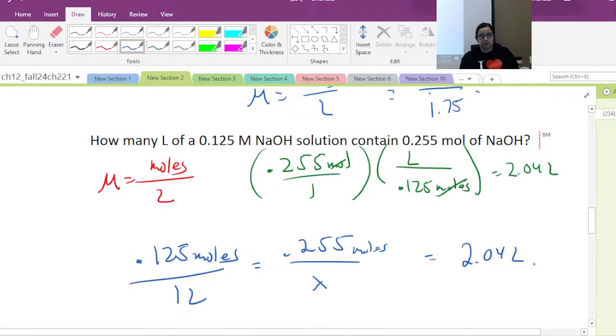So did we all get about 2 liters for that one? Kind of play with these two methods. Ideally, they should both make sense to you, of the unit canceling. But proportions are always a nice fallback with these problems.